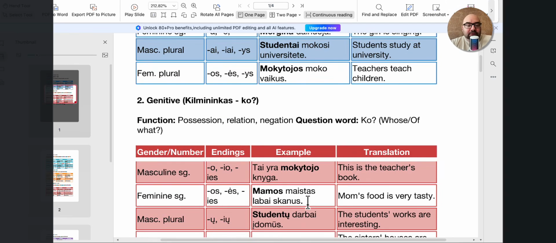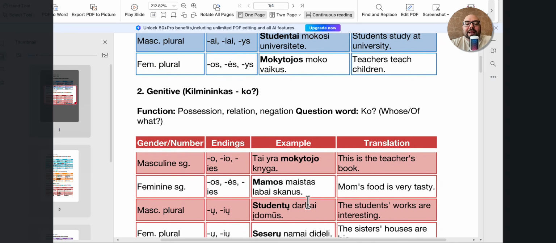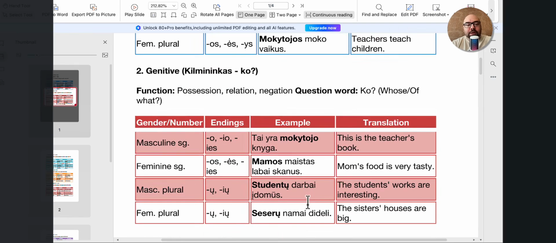Now we have the genitive case. This is kilmininkas, and it answers the question ko in Lithuanian, and it has a couple of functions. It has possession, relation to something, and usually we use it in negation. That is whose or of what, right? Of what relation. For example, masculine, we have tai yra mokytojo knyga. This is the teacher's book, right? Mokytojo, we have this masculine ending.